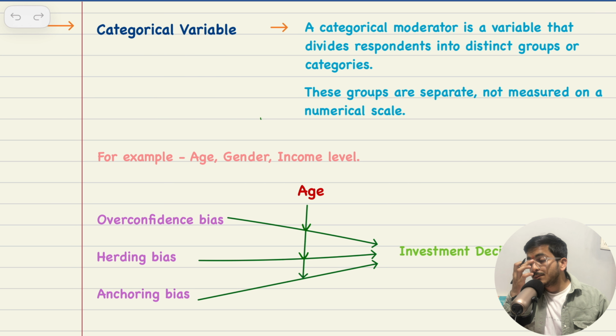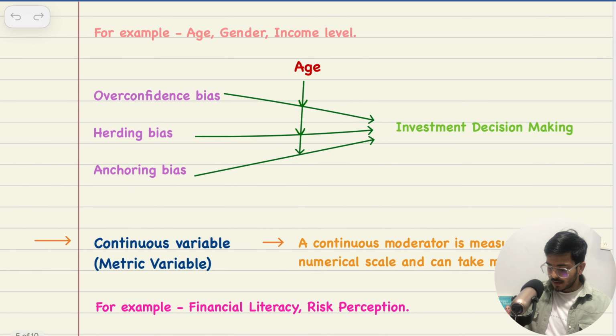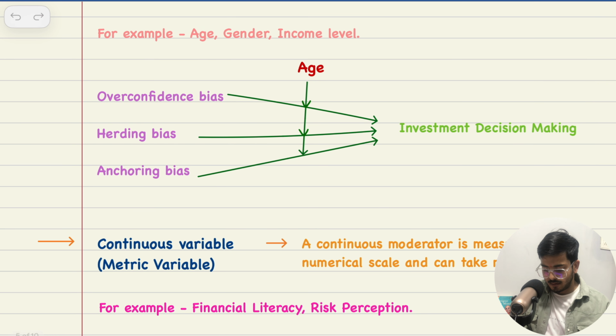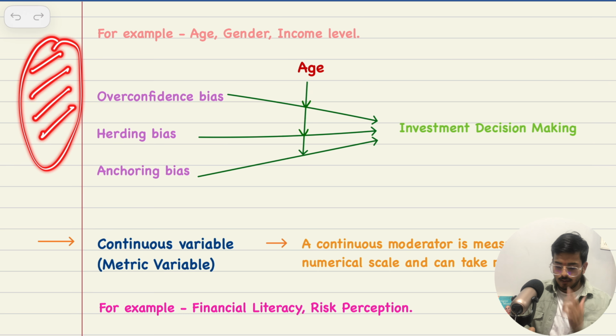Now why is it important for you to know whether the moderating variable is categorical or continuous? Because in order to frame a questionnaire, in order to run the respondents' data in PLS-SEM or any kind of data analysis software, you must know whether the kind of data you are collecting is categorical or continuous. Either it is group based or it comes in a Likert scale.